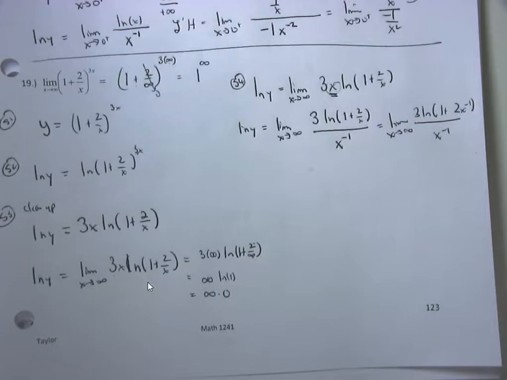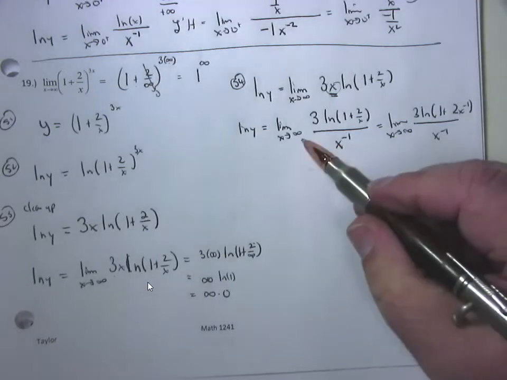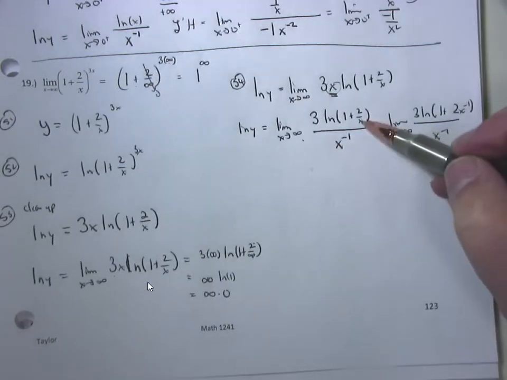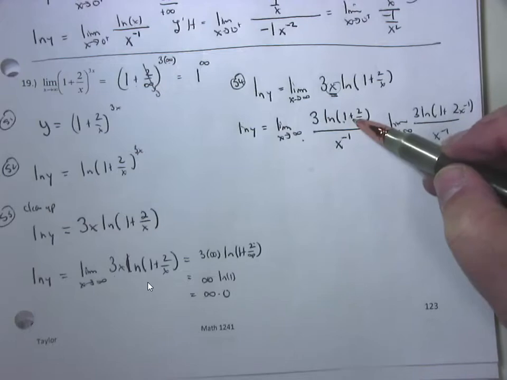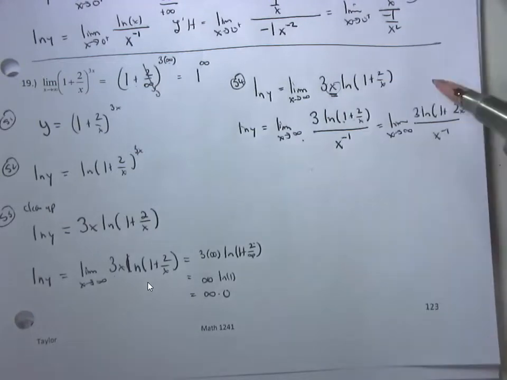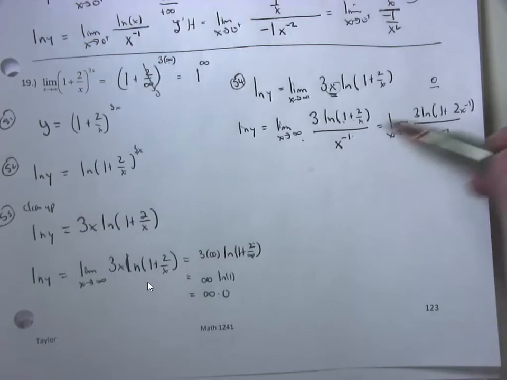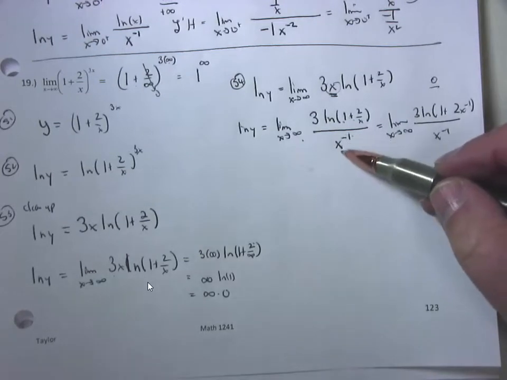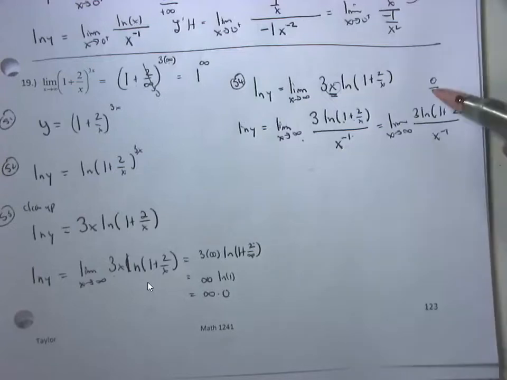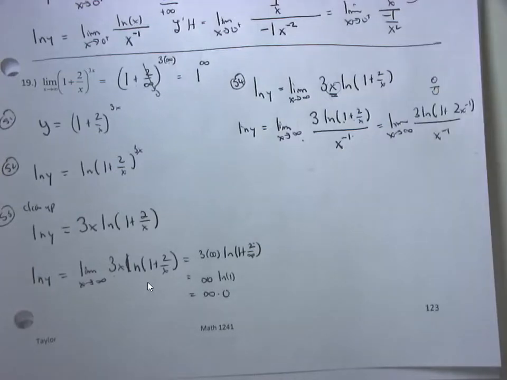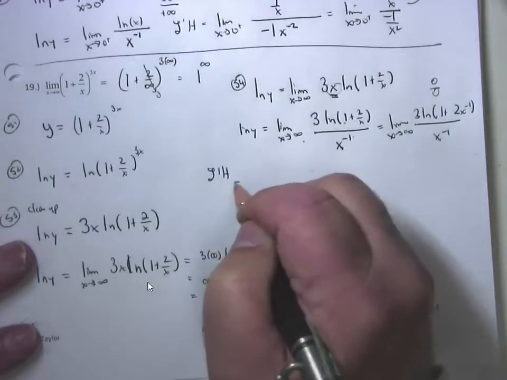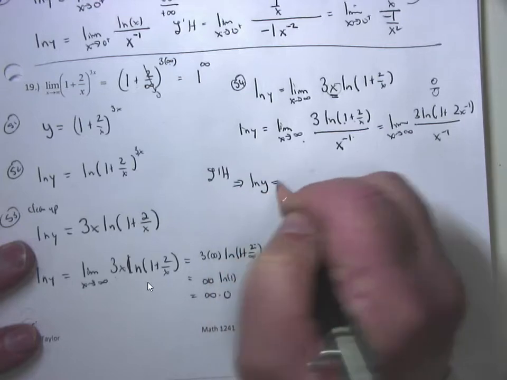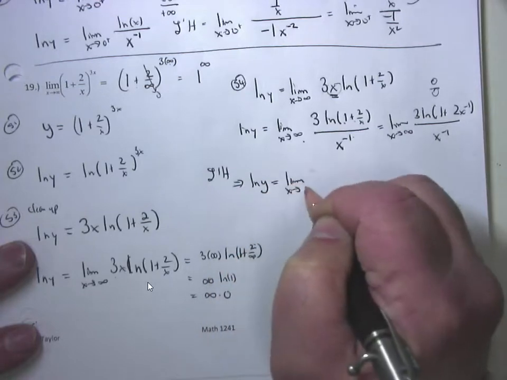So here we go. Right now, if I happen to plug in infinity, just want to show you what it is. What's 2 divided by infinity? Infinity in the denominator makes it 0. Plus 1 is 1. The natural log of 1, things we know from high school, is 0. So it's 0 on top over x to the negative 1, same thing as 1 over x. 1 over infinity is 0. Infinity in the denominator makes it 0. So it's a 0 over 0, which means what? L'Hopital rule it. So this gives me the natural log of y equals the limit as x approaches infinity.